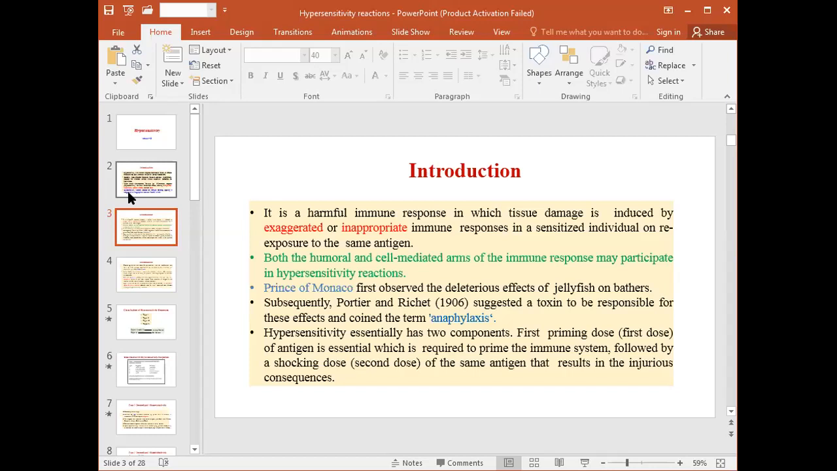So hypersensitivity reaction essentially has two components. The first dose, which is known as the primary dose of antigen, is essential, which is required to prime the immune system, followed by the secondary dose, which is known as the shocking dose of the same antigen that results in the injurious consequences.